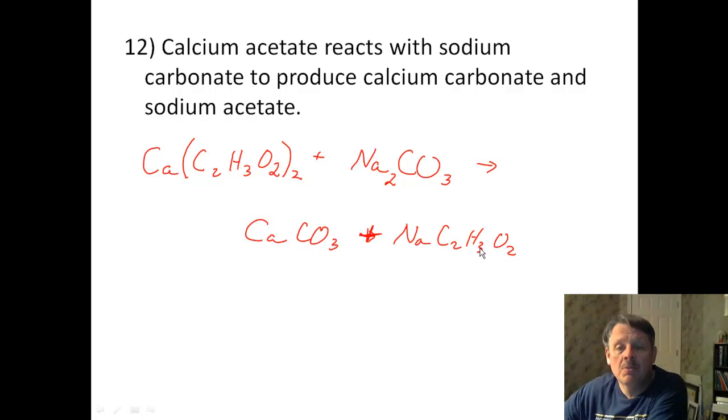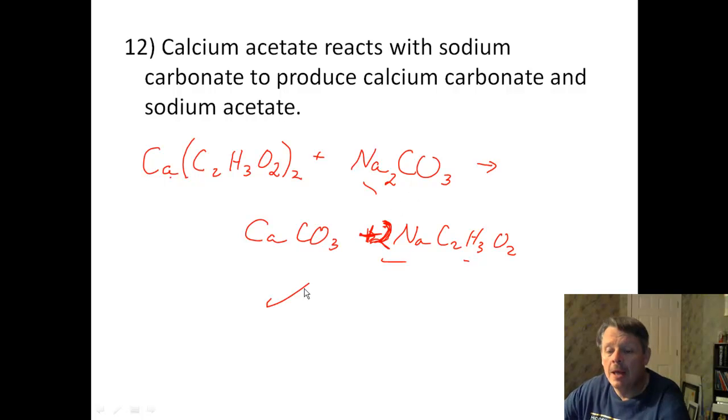So that's my equation. Now I have to balance it. I have one calcium on both sides. I have two acetates on the left, only one on the right, so I have to use a coefficient, which is a 2. And I notice that I have two sodiums on the left and two on the right now. And I have one CO3, so I'm now balanced.